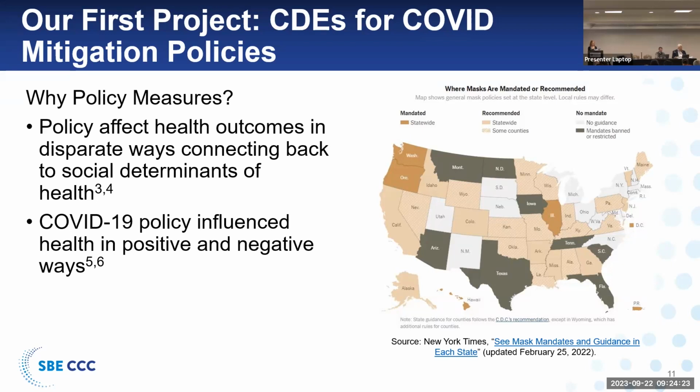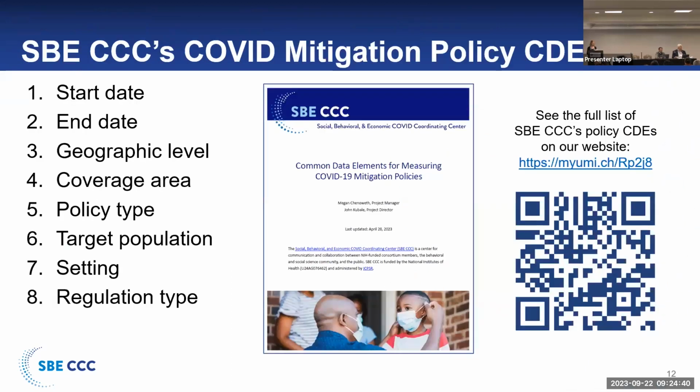As this group has repeatedly discussed, and as this map of mask policies from February 2022 illustrates, COVID mitigation policies were not equally distributed geographically during the pandemic. They changed over time, and there were many data sources, each measuring these policies in slightly different ways. So we identified some common data elements that can be used to assess and compare policy data sources.